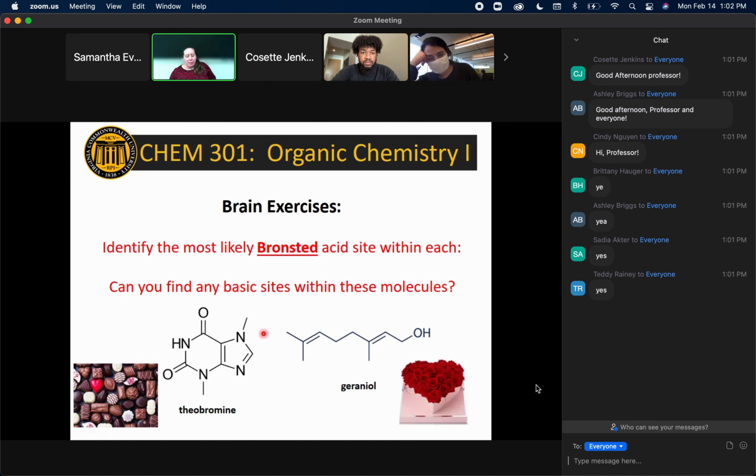So just to get everybody back in gear, shaking off the weekend and back into the Monday groove, what I'd like you to do is take a look at these two molecules and identify, on each molecule, the most likely Bronsted acid site. Take a moment to think about that. And if you think you've got that figured out, then think about whether you can find any basic sites within the molecules.